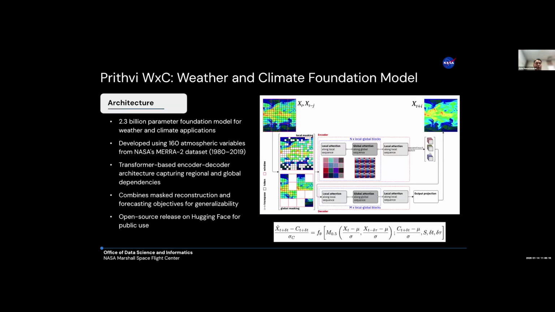This is a 2 billion parameter model. This was again a partnership with many different organizations. This was built using NASA's metadata. It's a simulation reanalysis data that is basically model corrected with observations, 160 variables, with a modified architecture that allows you to capture both regional and global dependencies based on what the science needs were. There's also a little bit of physics baked into it. In this case, the equation at the bottom is showing the objective function that is used to pre-train the model, which has climatology parameters built into it.